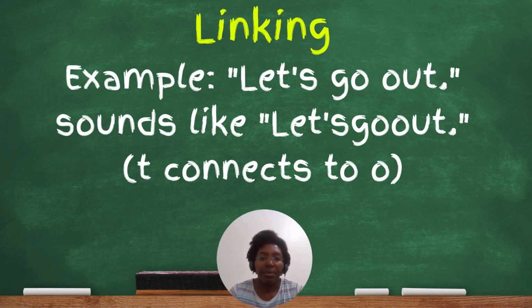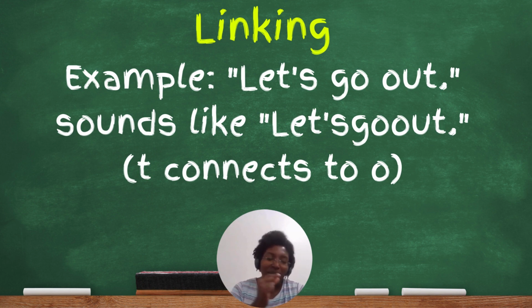So here's another example of linking. Let's go out. So we will say each word, but when we link it, it sounds like let's go out, let's go out. So we don't have a strict pause in between those words. So the T sound connects to the O sound. So that's why it sounds like let's go out, instead of let's go out. Of course, you see why when I teach, I do not link and blend my words.